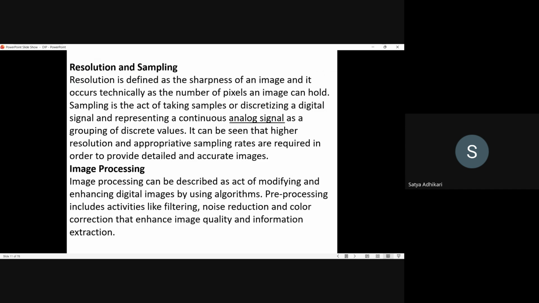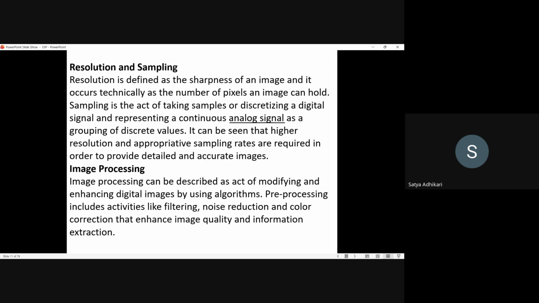Then resolution and sampling. We know that resolution is defined as the sharpness of an image, and it occurs technically as the number of pixels an image can hold. The number of pixels in a particular unit area. That is the resolution you know.